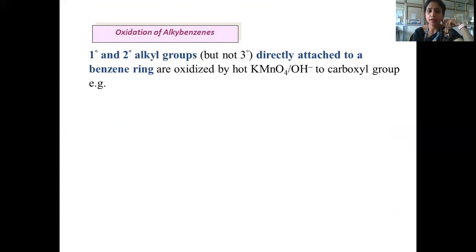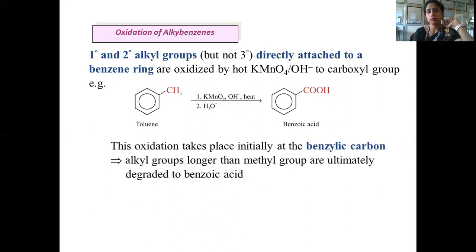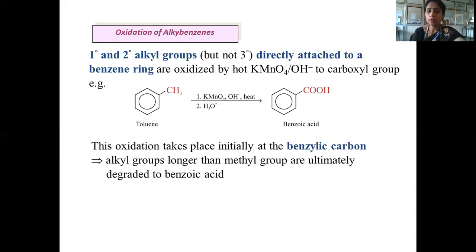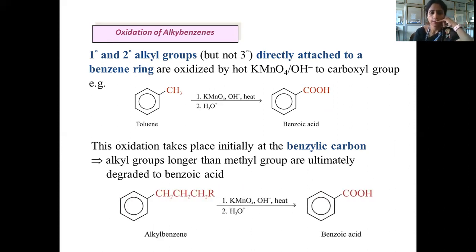So primary and secondary alkyl groups, but not tertiary, that are directly attached to the benzene ring react directly. They are oxidized to carboxylic acid using this reagent in the basic medium. Normally, this oxidation takes place initially at the benzylic carbon. Why? Benzylic means the carbon attached to the benzene ring, not a part of the benzene ring. Alkyl groups longer than methyl are ultimately degraded to benzoic acids.